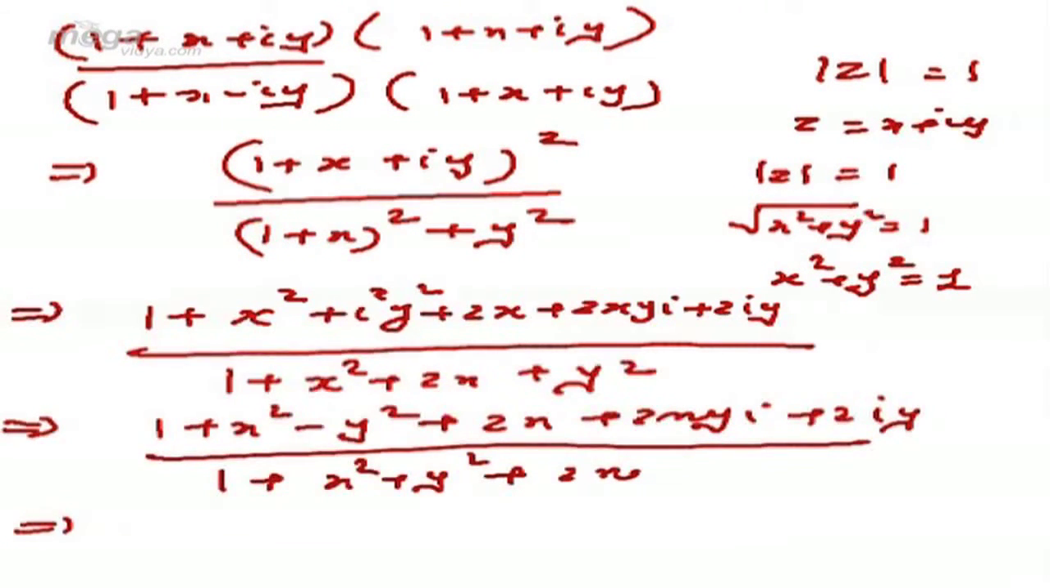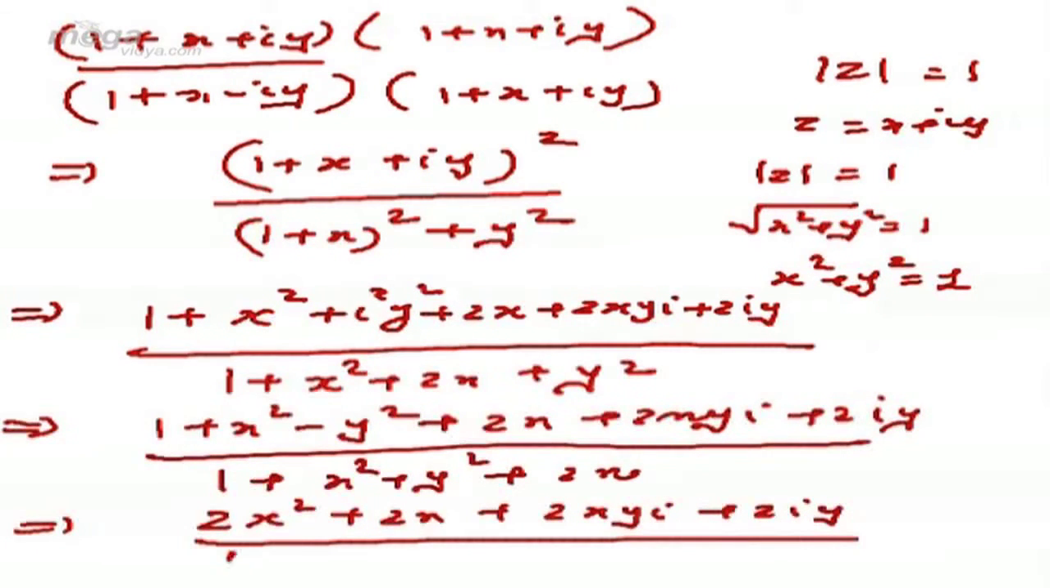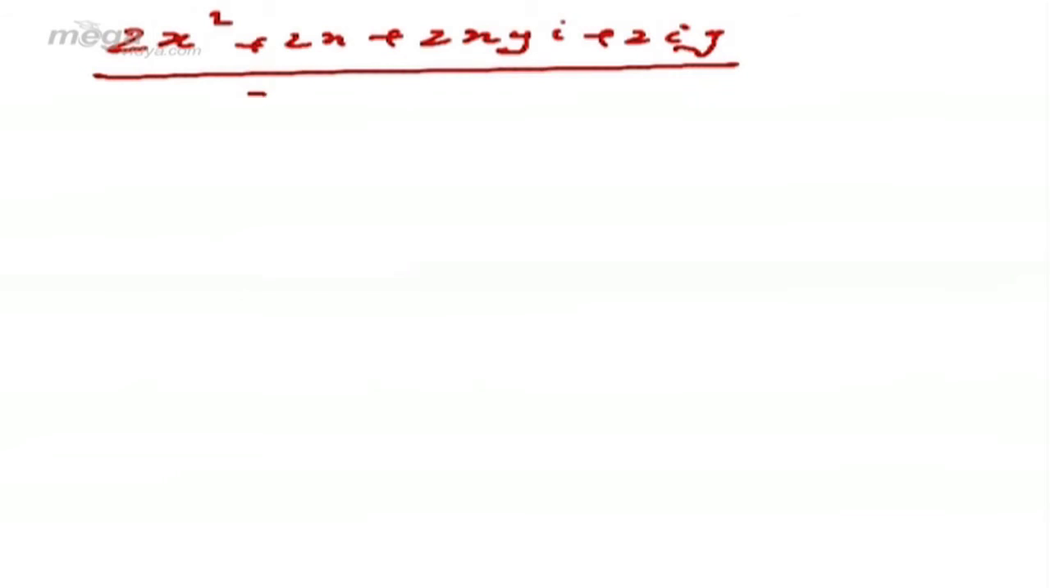So you can put 1 minus y square is equal to x square in the numerator, that is 2x square plus 2x plus 2xyi plus 2iy, divided by the denominator, which will become 1 plus 1 plus 2x. So the numerator is equal to 2x square plus 2x plus 2xyi plus 2iy, divided by 2 plus 2x. Take 2x as common, that is x plus 1.